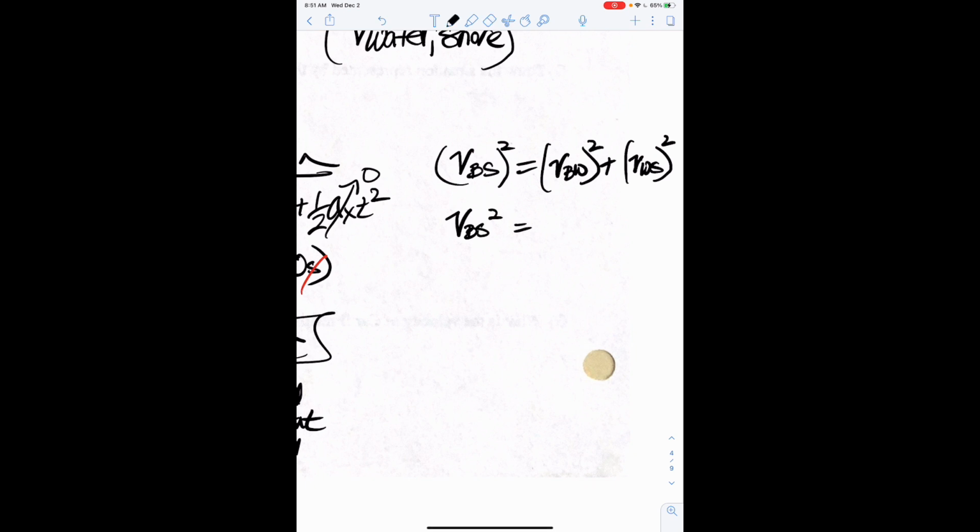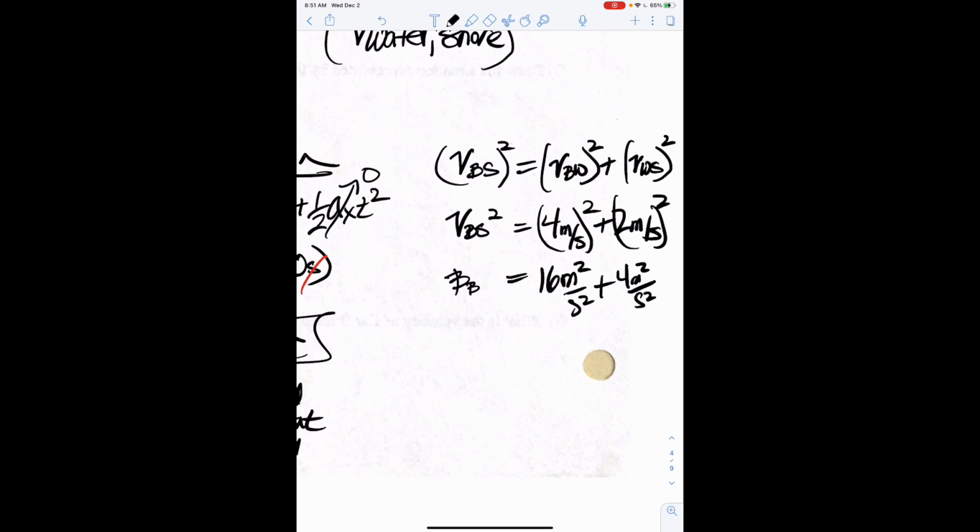Is equal to 4 meters per second squared plus 2 meters per second squared, which is going to equal 16 meters squared per second squared plus 4 meters squared per second squared, which is going to be 20. So trying to go too fast here and making mistakes. So when we do that, notice the units are the same here, and that's why we can add those two together. Square root both sides.